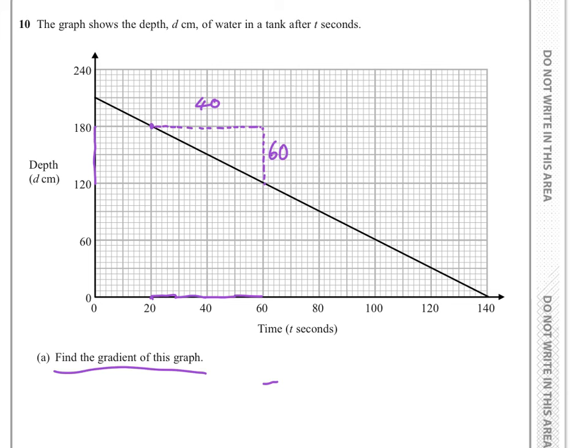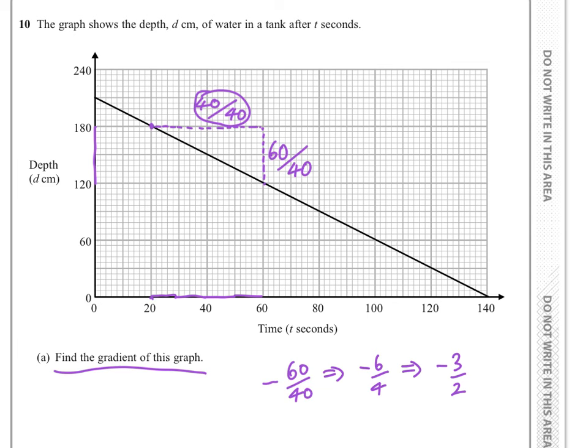Well, I can be clever here. I can divide this by 40 to get 1, and as long as I do the same to this one to keep it in proportion, I get 60 40ths. Now you could write negative 60 over 40 and that would be fine. You can cancel this down, however, to get minus 6 over 4, or even better, minus 3 over 2.